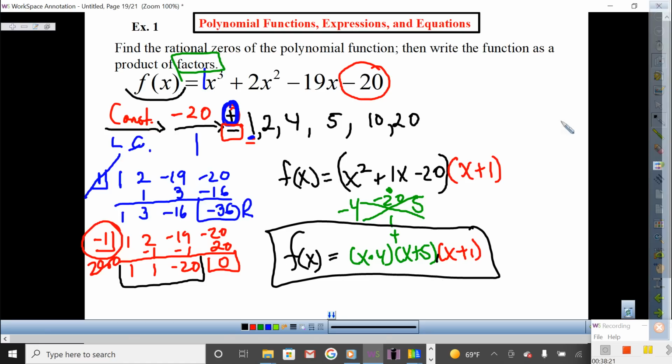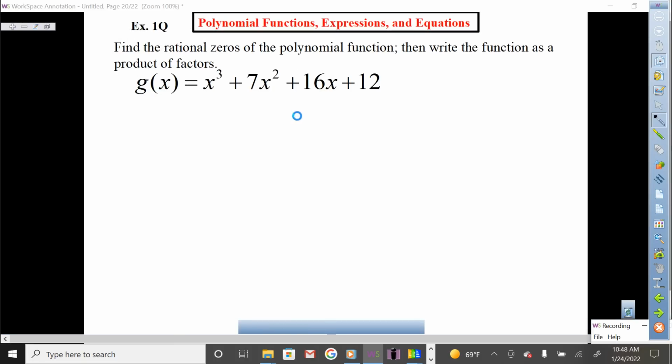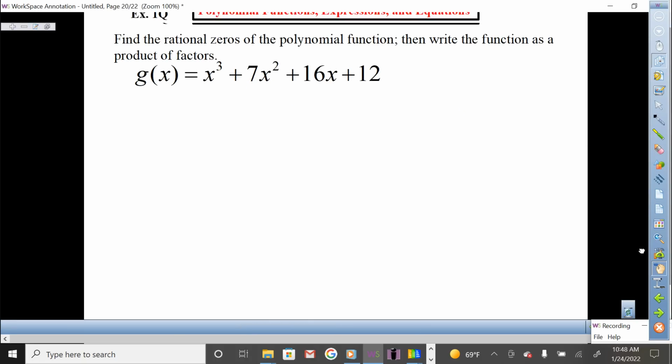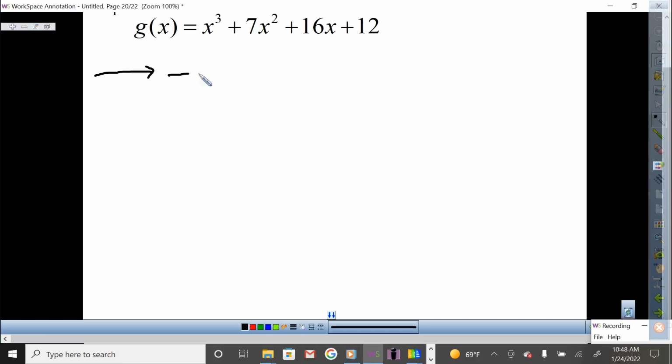Copy this one, example Q. Example Q is g of x equals x cubed plus 7x squared plus 16x plus 12. Once again, we need to find factors, write it as product of factors at the end. You need your fraction. Constant over LC.